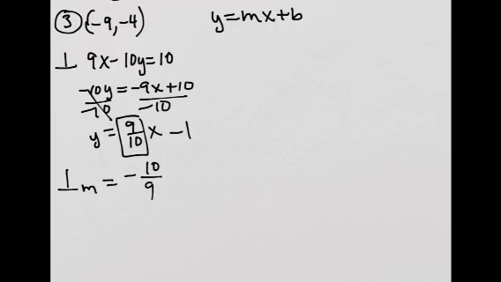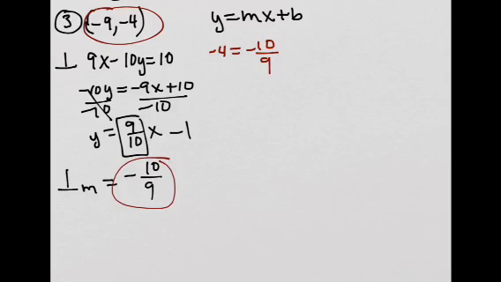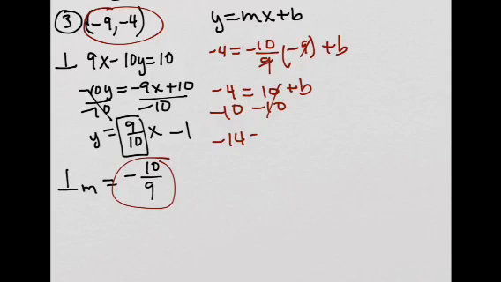Okay, so you have a point right here, and now you have the slope. Just like in problem number 2, you can either go straight to solve for b, or write it as point-slope and then solve for y. I'll do the first method. Negative 4 equals negative 10 over 9 times negative 9 plus b. The 9's reduce to 1, so you get positive 10 plus b. We're going to subtract 10 from both sides. Negative 14 equals b. And so your equation is y equals negative 10 over 9x, because that's the slope that we have right here, minus 14.